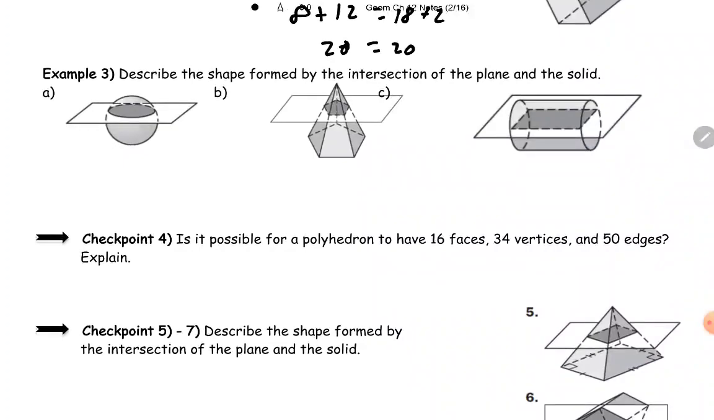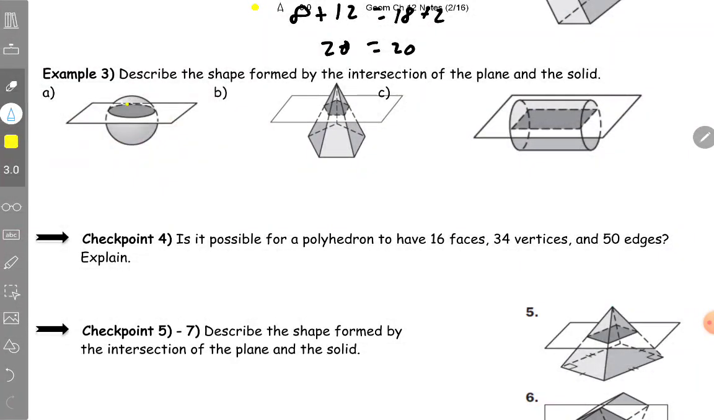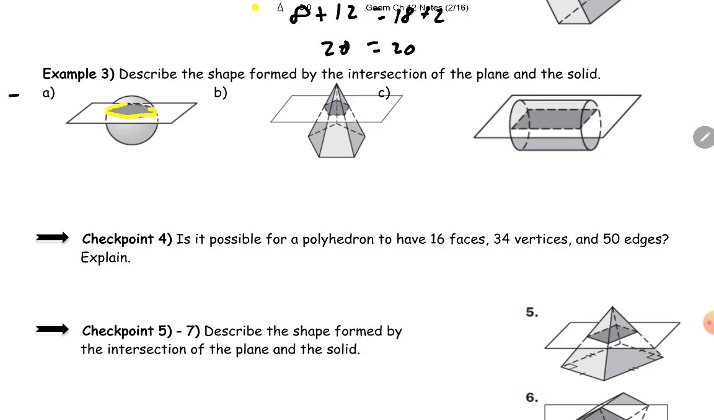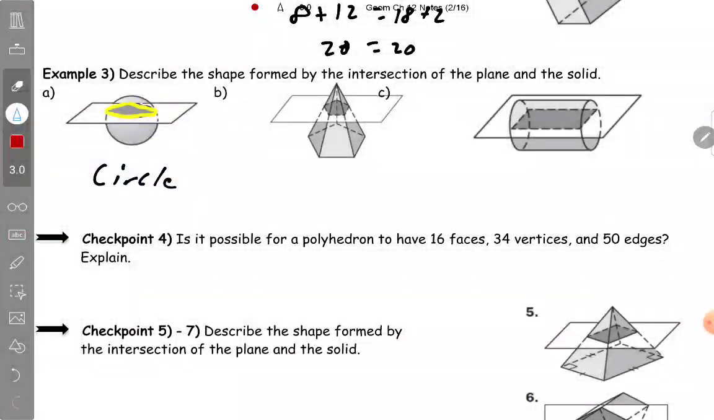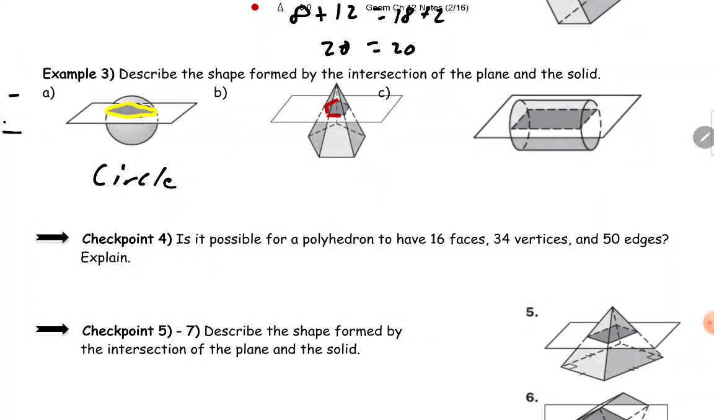Okay, describe the shape formed by the intersection of the plane and the solid. So we're basically looking at the darker shaded region. Here, let me highlight it with yellow. So we're talking about this section here. So that is a circle, or an oval, but we'll go with circle. Here we got 1, 2, 3, 4, 5. So that's a pentagon. And then we got a rectangle here.